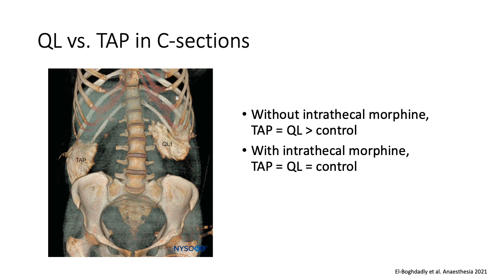Much of the data comparing the effects of QL and TAP blocks is in the obstetric anesthesia literature on cesarean sections. While some initial studies found quadratus lumborum blocks to be superior, in a meta-analysis of all currently available data comparing QL and TAP blocks in cesarean sections, the 2 blocks showed similar efficacy and benefit compared to control when intrathecal morphine was not given. There was no significant benefit of either block when intrathecal morphine was given in the spinal. Since the Pfannenstiel incision is within the dermatomal coverage of the TAP blocks, extending the coverage to more dermatomes with the QL block may not have a benefit.